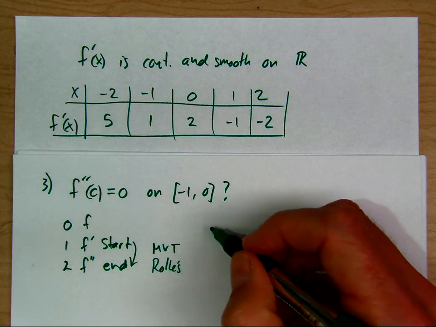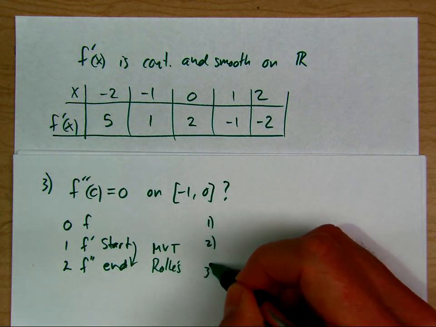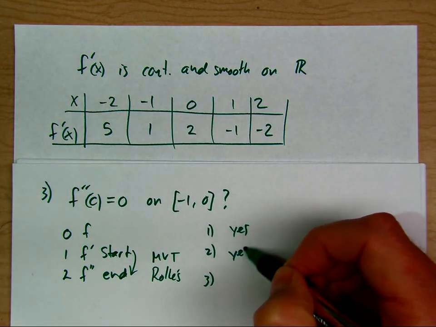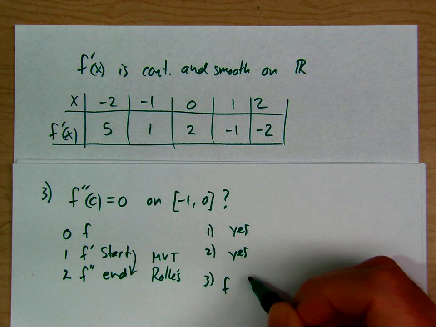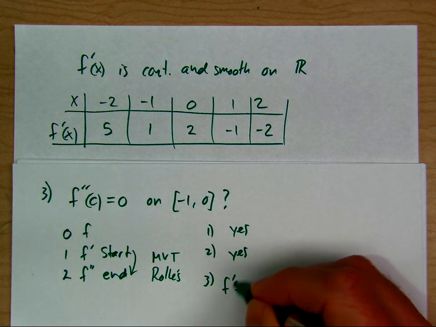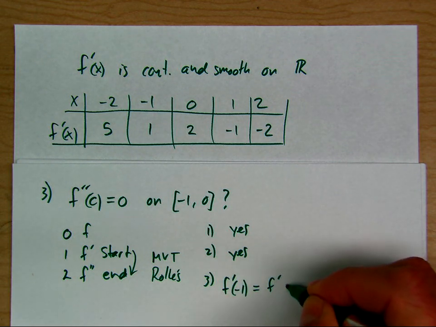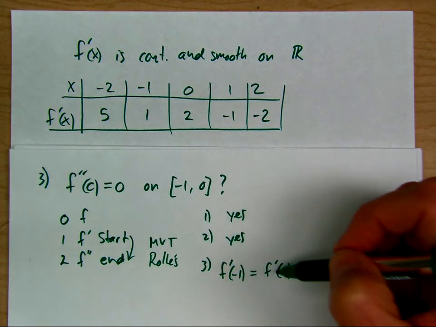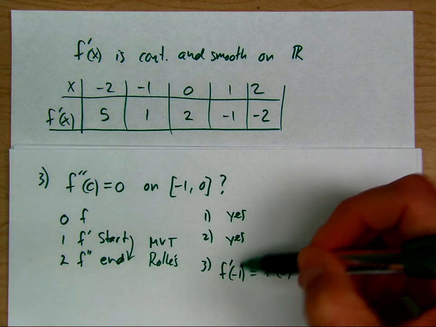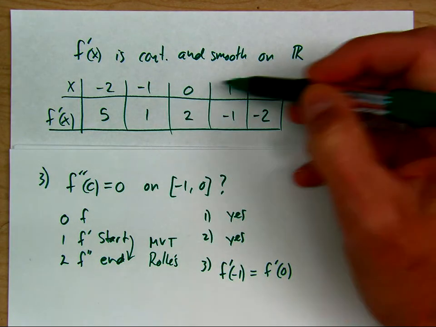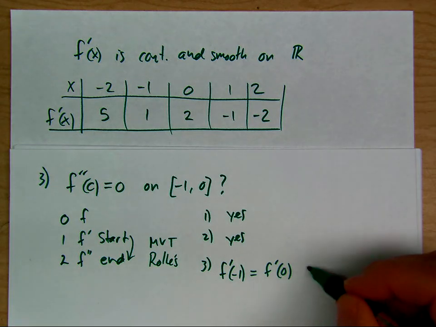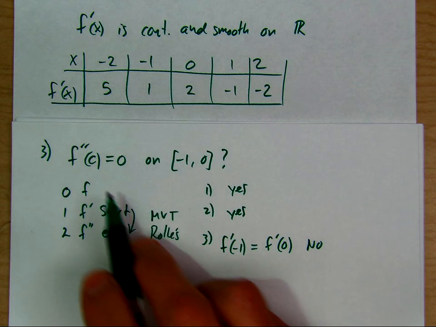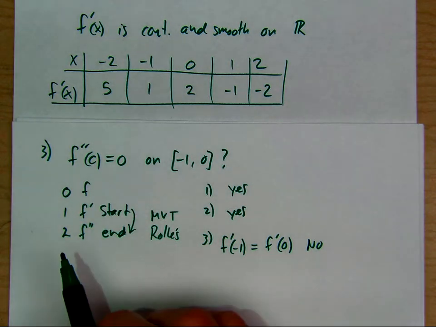So we go through our conditions, and it's continuous. That was given. It's continuous, smooth. Then we check f prime of negative 1. Is that equal to f prime of 0? On this interval, are the y values of the endpoints equal? F prime of negative 1 is 1. F prime of 0 is 2. So we have a no on one of the conditions, and we'll say that there is no C guaranteed by Rolle's theorem such that f double prime equals 0.